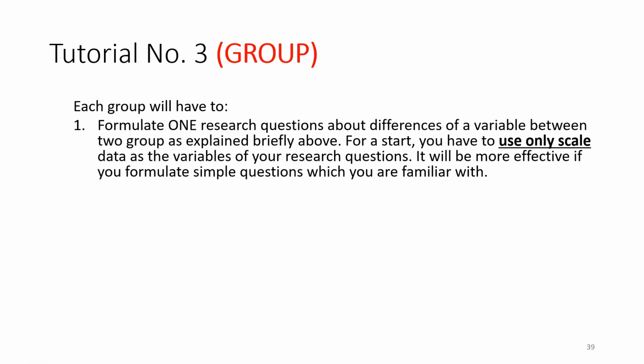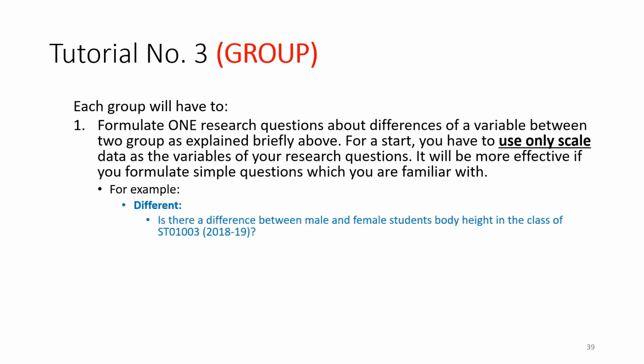Tutorial number 2 is for you to formulate research questions to investigate the relationship. And in tutorial 3, you have to formulate one research question about the differences of a variable between two groups, as explained in the lectures above. As in tutorial number 2, for this one you only use scale data as a variable for the research question, and you should formulate your question so that it involves your classmates, the students, as the experiment unit.